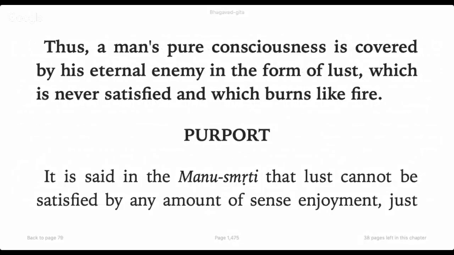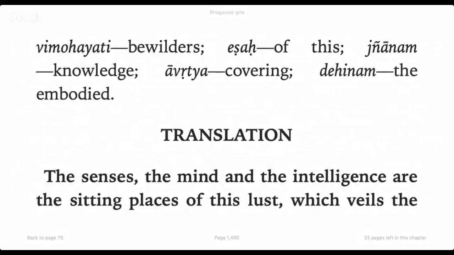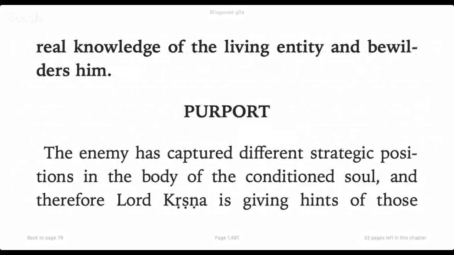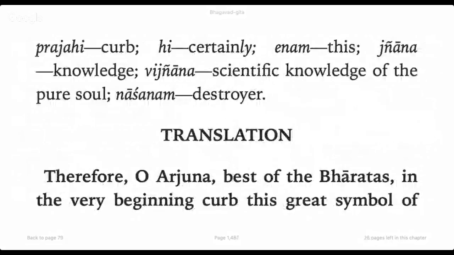The living entity is covered by different degrees of lust and dust. Pure consciousness is covered by the eternal enemy. Krishna is saying eternal enemy, in the form of lust, which is never satisfied, burns like a fire. So that's the destruction for you. The senses, mind, and intelligence are the sitting places for lust. So basically, first the senses get covered. Just like you go to some gathering, people are smoking. First the senses get affected, and then the mind, then the intelligence. Intelligence is protecting, some good for you, but sometimes intelligence gets corrupted. So real knowledge is covered and the living entity is bewildered. That's what happens. Three places that cover.